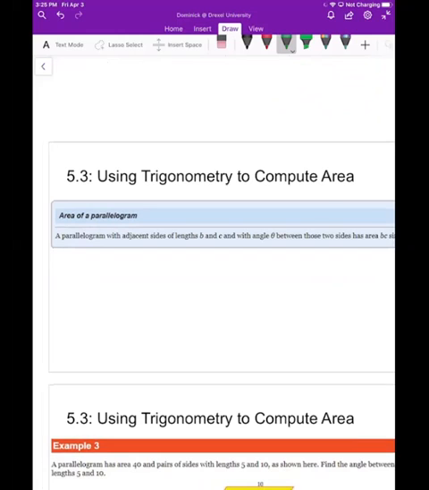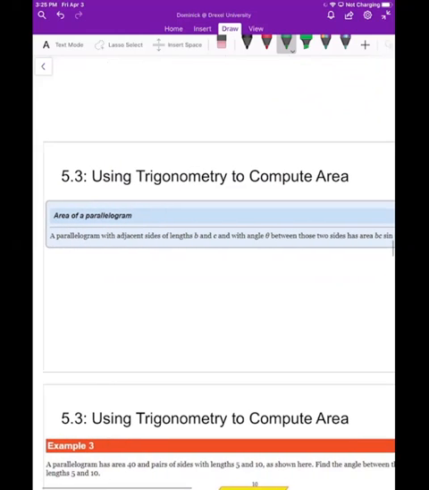Okay, now of course we can extend this to a parallelogram, because if you look at any triangle, if you extend the triangle into something like this, by just reflecting that triangle over, what you get is a parallelogram.